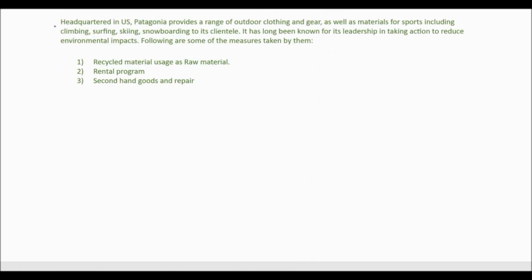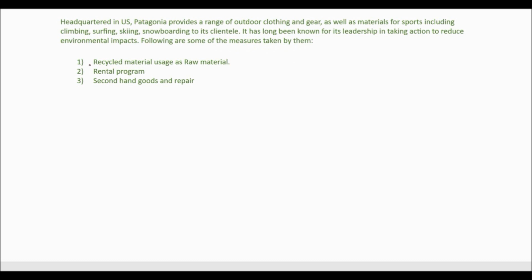So headquartered in the US, Patagonia provides a range of outdoor clothing and gear, as well as materials for sports including climbing, surfing, skiing, snowboarding to its clientele. It has long been known for its leadership in taking action to reduce environmental impacts. So following are some of the measures taken by them. So let's look at these measures.